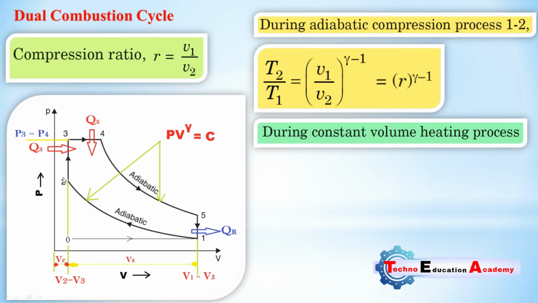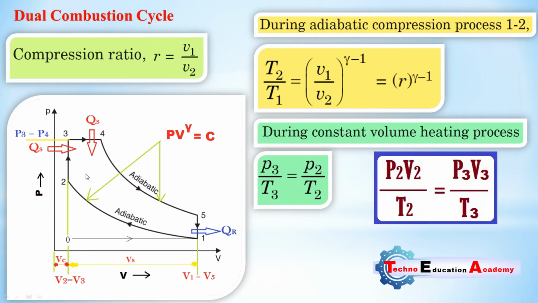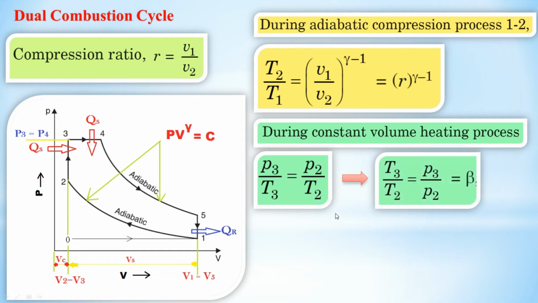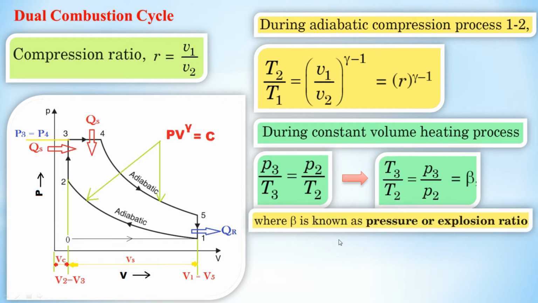Here you can see that 2 to 3 is a constant volume heating process. As we know, according to the combined gas law, PV by T equals constant. So here P2 V2 by T2 equals P3 V3 by T3. But here V2 equals V3, so P3 by T3 equals P2 by T2. Further we simplified this term. Here we cross multiplied, so T3 by T2 equals P3 by P2, and here we are considering the ratio of pressure equal to beta, where beta is known as the pressure or explosion ratio.